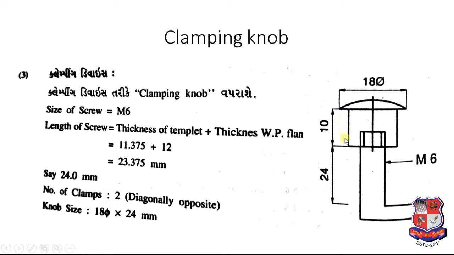Height of knob is 10 mm and 24 mm is the length of this clamping knob, because we need to accommodate thickness of template plate plus thickness of workpiece flange. So 11.375 is thickness of template plate and workpiece flange is of 12 mm. So the dimension we will get is 23.375. So length will be provided equal to 24 mm. M6 thread will be provided on this L-shaped knob. So 6 mm diameter of this knob and metric thread will be provided.